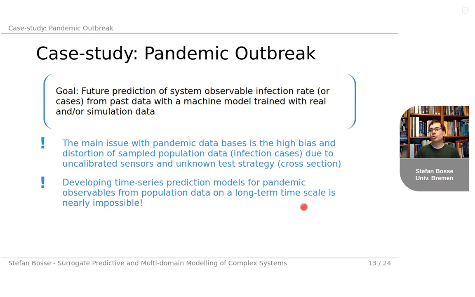Okay, here I want to show a case study, the well-known pandemic outbreak with the name COVID-19. It was 2 years ago that this pandemic situation arose, in 2019, and the goal here is future prediction of system observables, in this case the infection rate or infection cases, from past data with a machine learning model trained with real and simulation data. This is a very challenging goal.